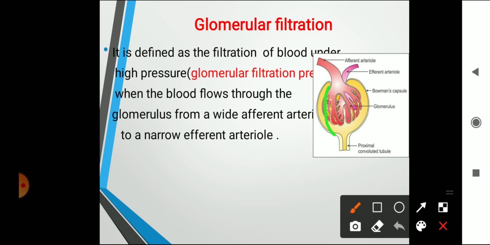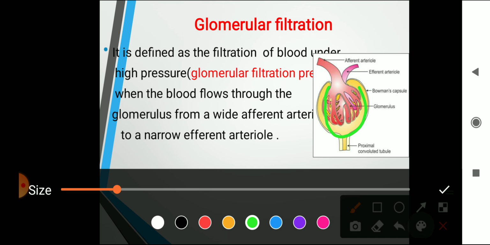This yellow colored cup, that is the Bowman's capsule. And inside that we find the glomerulus, that is the tuft of blood capillaries. This is the glomerulus. So blood enters the glomerulus through this wide afferent arteriole, right? So the blood is coming through the wide afferent arteriole. It is passing through the glomerulus.